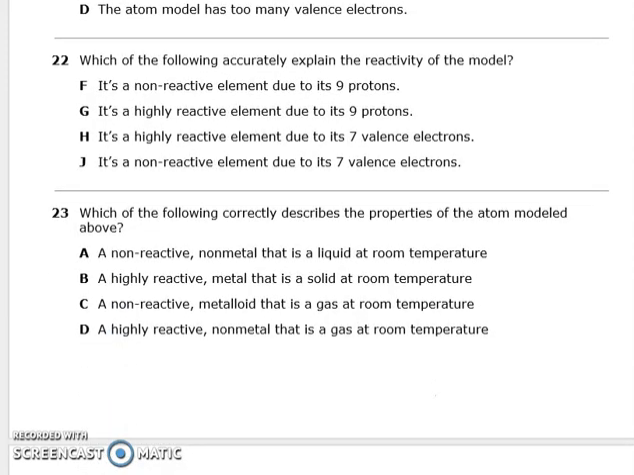Number 23. Which of the following correctly describes the properties of the atom modeled above? A. A non-reactive, non-metal that is a liquid at room temperature. B. A highly reactive metal that is solid at room temperature. C. A non-reactive metalloid that is a gas at room temperature. Or D. A highly reactive non-metal that is a gas at room temperature.